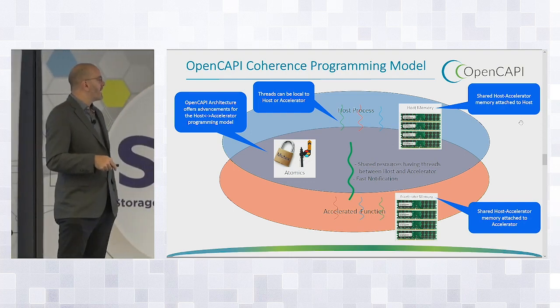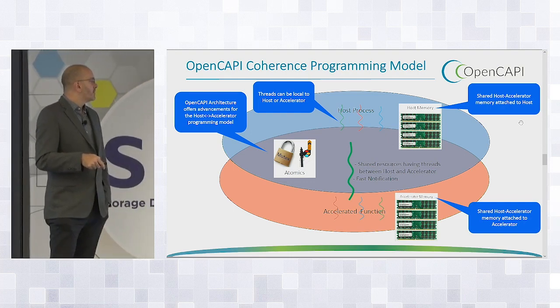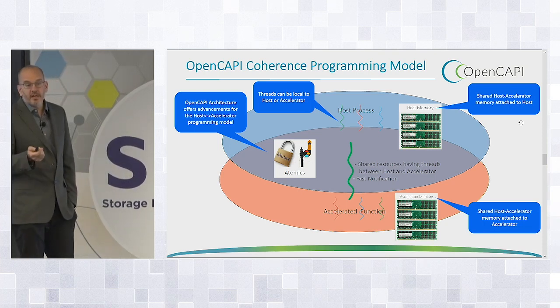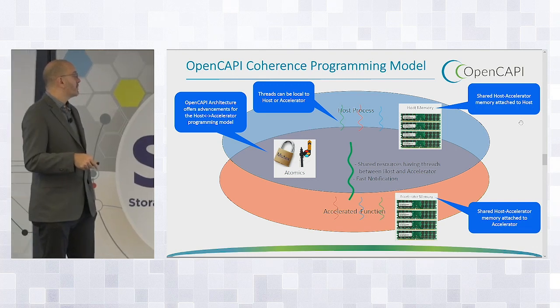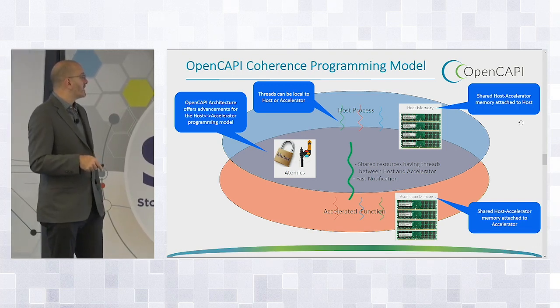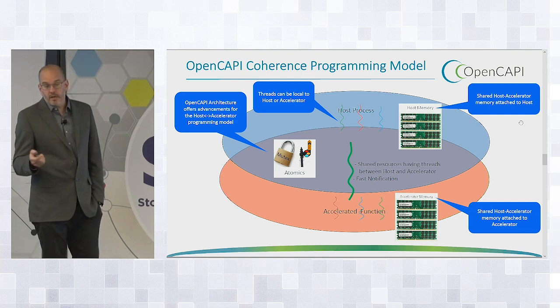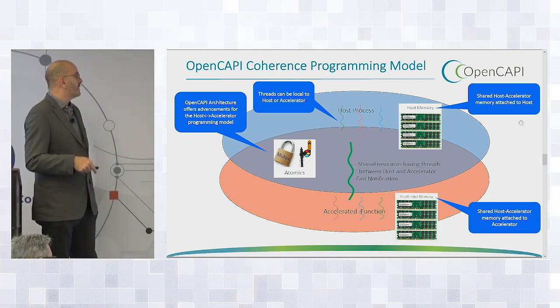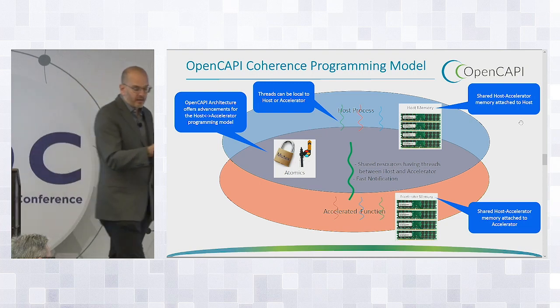This is a bit of a rehash of what we already saw, but we have host processors, accelerated processors, and accelerator memory. This could be HBM in the case of a GPU. We have host memory, and this is all shared. We can issue atomic operations, which are supported on these protocols. Different threads can all communicate in one happy family.